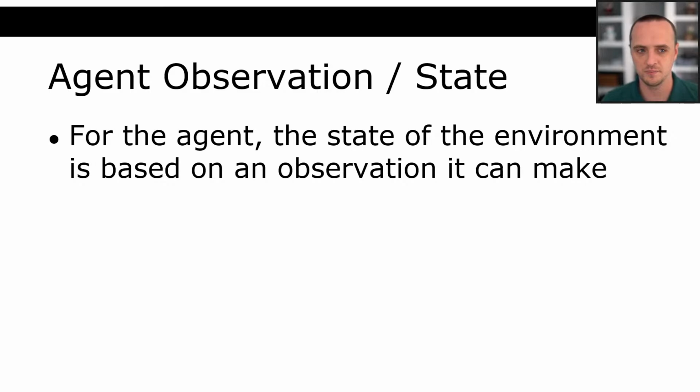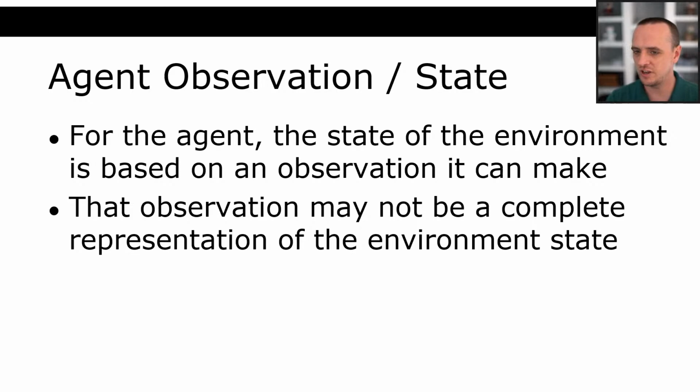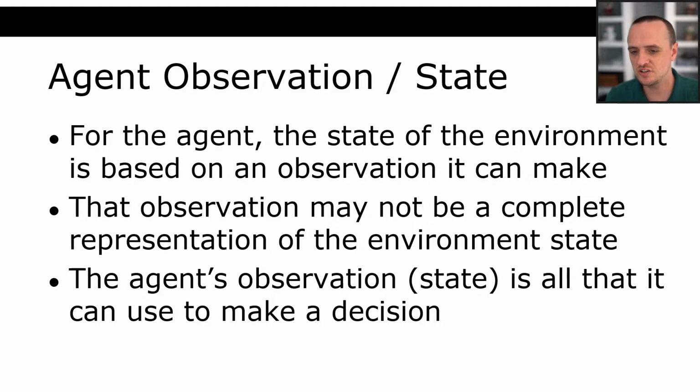That observation may or may not be a complete representation of the environment's actual physical state, right? So if you go out into the world, you are an agent, you look left and right when you cross the road, you don't see any car coming, you take a step, turns out there was a car going 120 right behind that ridge, you're still a rational agent because you didn't see that car coming, right? Okay, so the agent's observation is all that it can use to make a decision. So if there's other stuff, then it can't know about that other stuff, right? It can only make a decision based on what it's either told or what it can see.